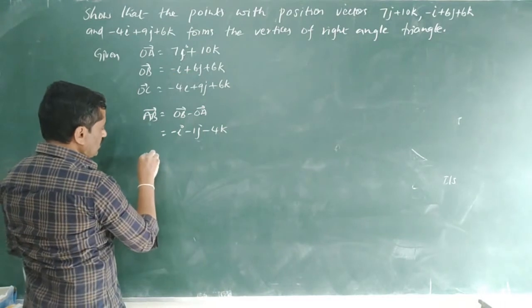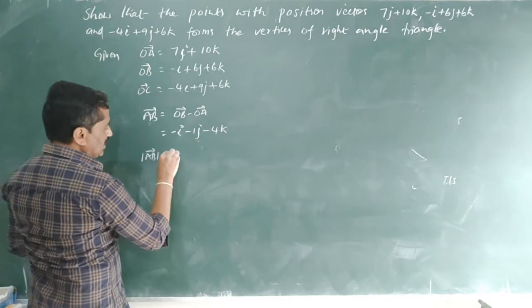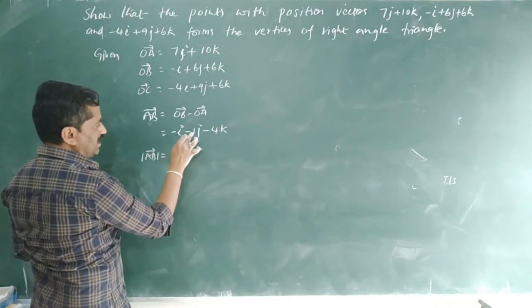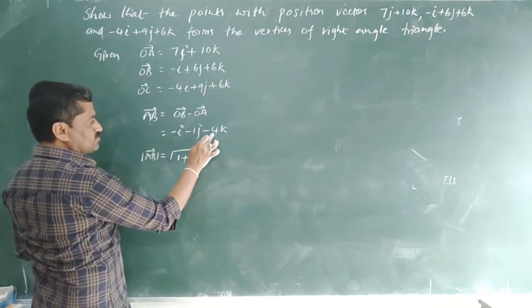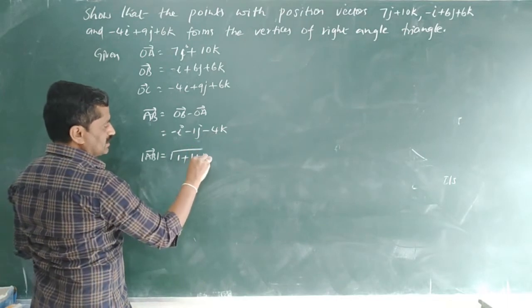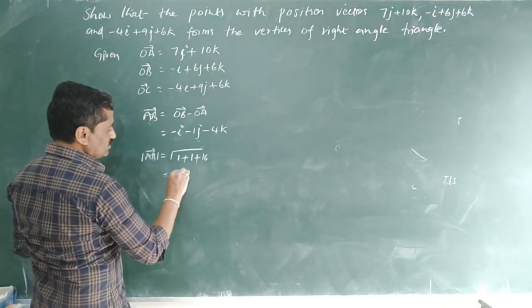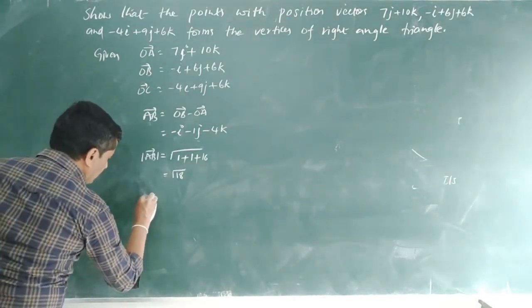Similarly, find the magnitude of this. Therefore, the magnitude of AB bar is equal to the square root of minus 1 squared, which is 1, plus minus 1 squared, again 1, plus minus 4 squared, which is 16. That equals the square root of 18.